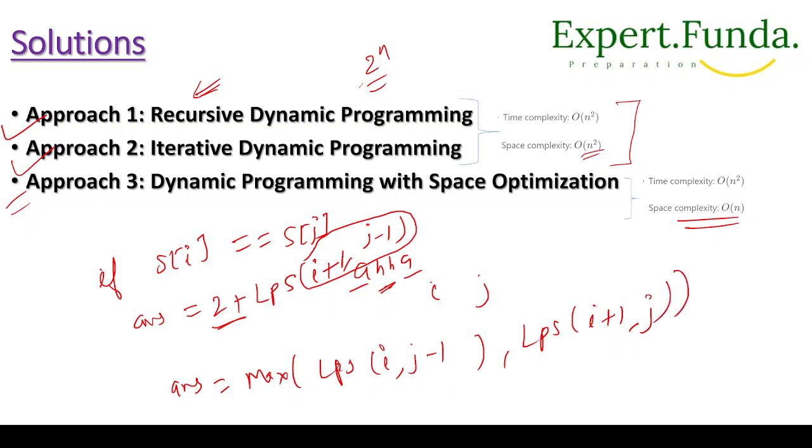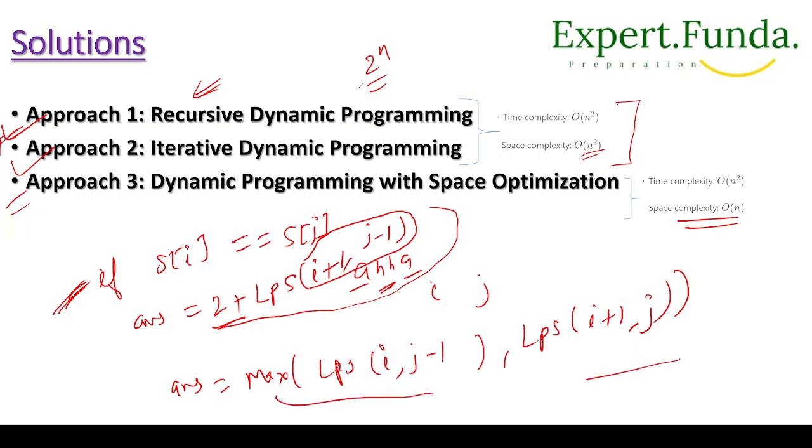So actually this is only for the recursion. We use two pointers i and j, where i is the index of the first character and j is the index of the last character, forming the substring of s being considered. The recursive relation is: if both are the same, then 2 plus LPS of this one, otherwise the max between this and this. I think you got me.